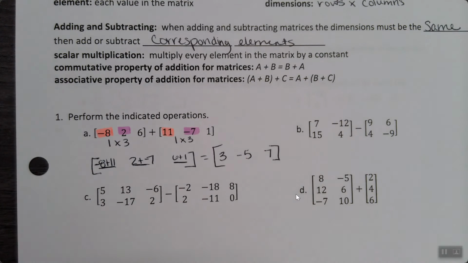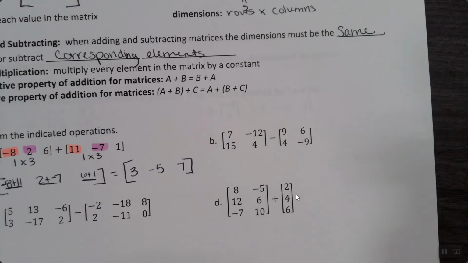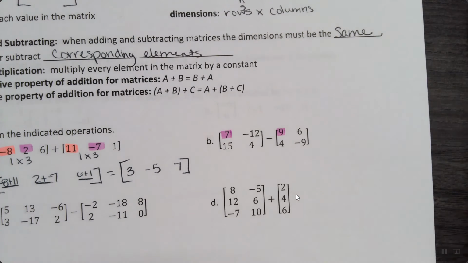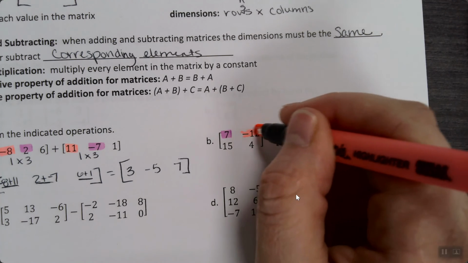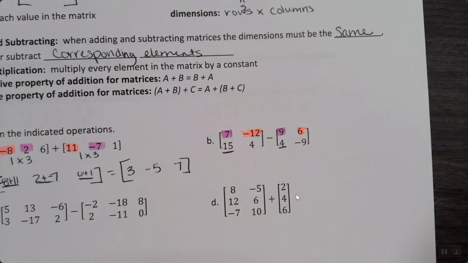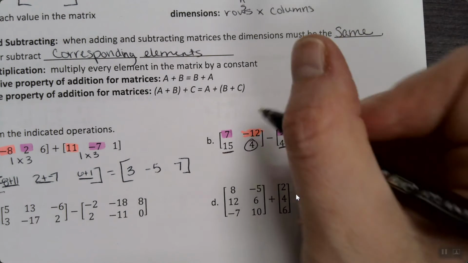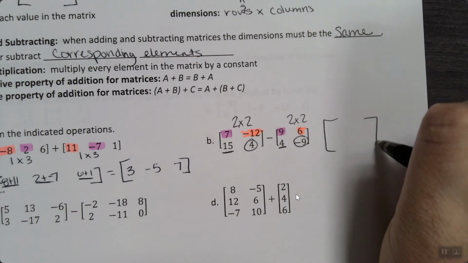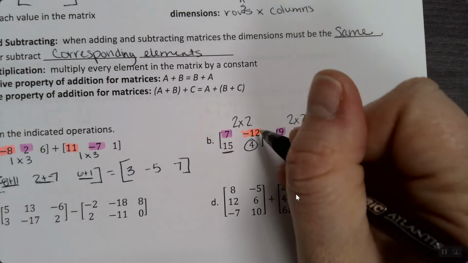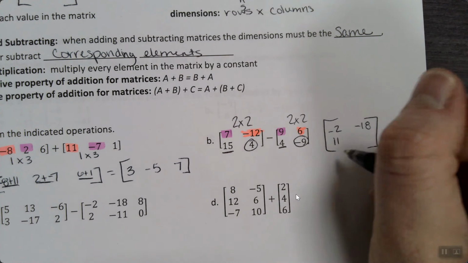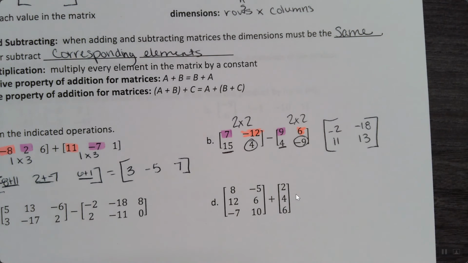Now you can just jump down to this answer here, and I'll show you on this next one. So corresponding locations. We're going to take each element, this is a 2 by 2, minus another 2 by 2, and we're just going to subtract them. So 7 minus 9 is -2, -12 minus 6 is -18, 15 minus 4 is 11, 4 minus -9 is 13. So that is your answer.